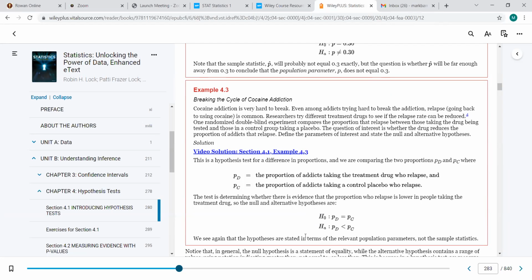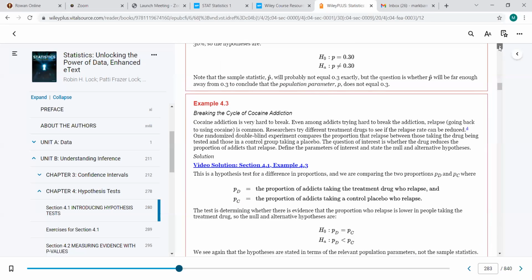So notice down here that the null hypothesis is that the drug has no effect. In other words, the proportion in the drug group that relapse is about the same as the proportion in the control group. The alternative hypothesis says that the proportion that relapse in the drug group is less than the proportion that relapse in the control group. Well, that's the researcher's claim, is the drug works, right? So this is another example of an alternative hypothesis versus a research hypothesis.